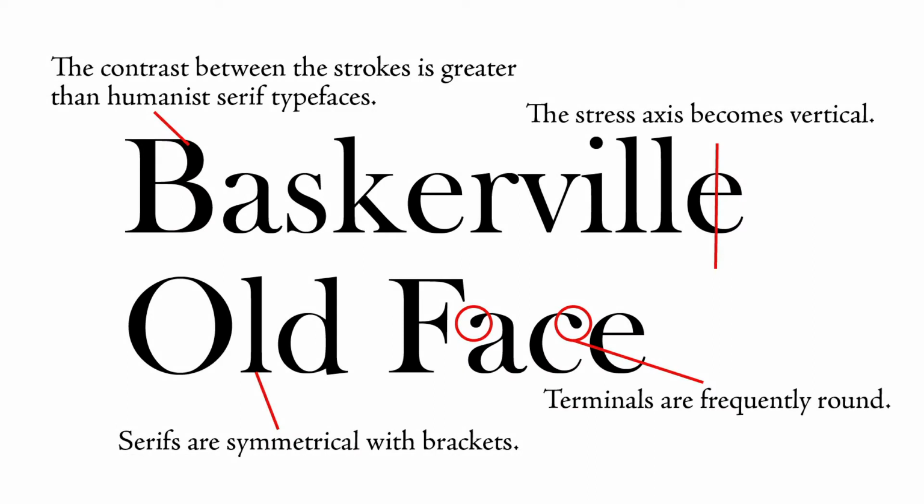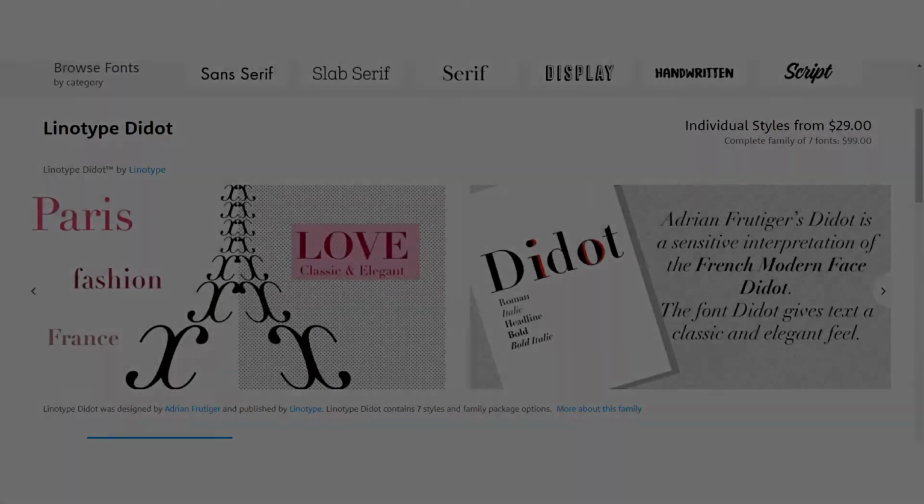What is transitional serif? Transitional serif deviates from calligraphy more than humanist serif. The contrast between strokes is greater. The stress becomes vertical. Serifs are symmetrical with brackets and have a more consistent appearance than humanist serif typefaces. Terminals are frequently round.